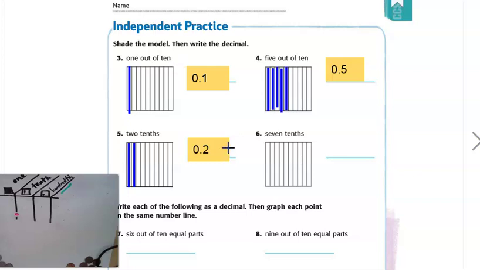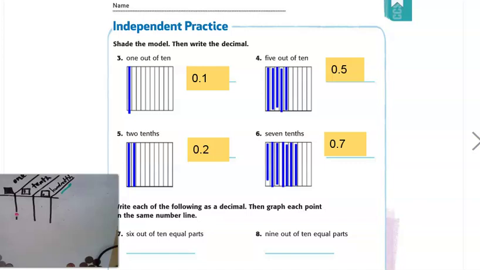7 tenths would be written. Hopefully you're pausing the video and able to solve these on your own now that you're noticing a pattern. But 1, 2, 3, 4, 5, 6, 7 tenths. Write each of the following as a decimal, then graph each point on the same number line.